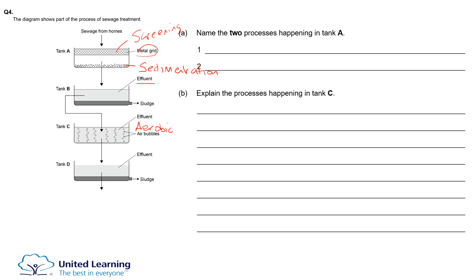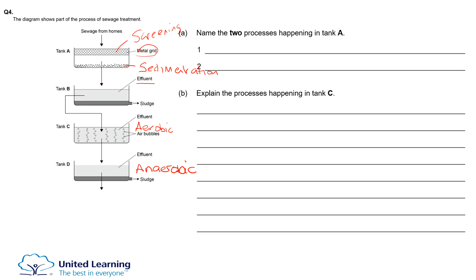And then in the second tank, that is the anaerobic treatment. So before you've even got into your questions, you've almost recalled all the steps, and the images have given you a prompt. Name the 2 processes happening in tank A: screening and sedimentation. Explain the processes happening in tank C.